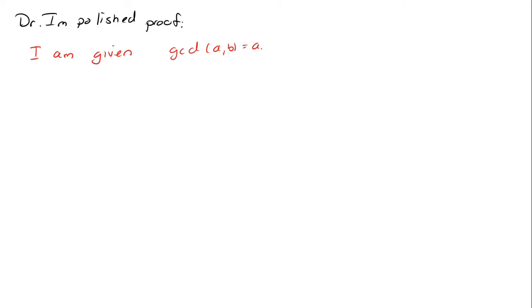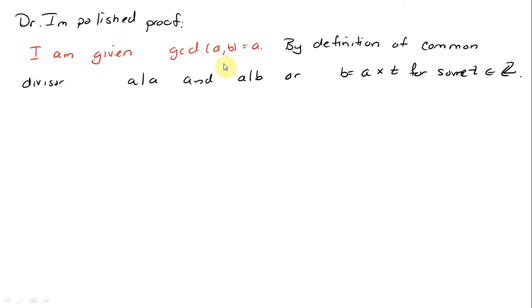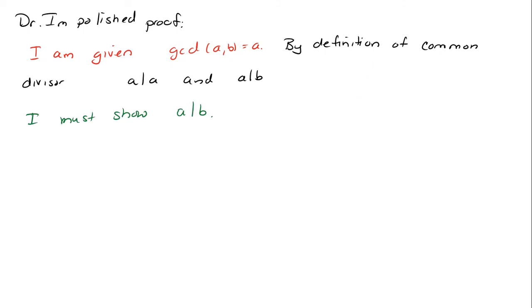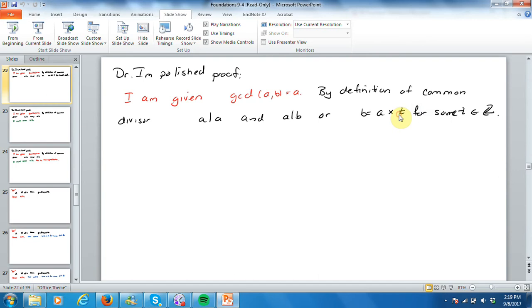So that was pretty confusing. So let's do a polished proof, which you would accept. What am I given? What's my know? The GCD is A. By definition, a common divisor, A divides A and A divides B. So I'm taking out the only nugget I really needed, B is equal to A times T. And that disappeared. So what we're going to do is we're going to see if we can copy that.